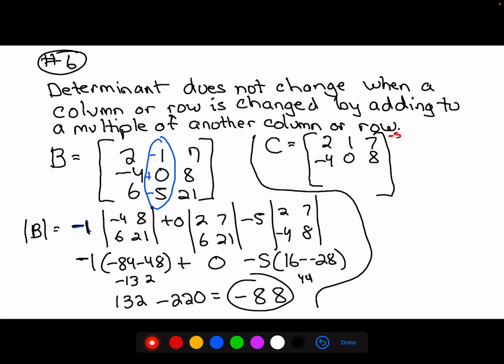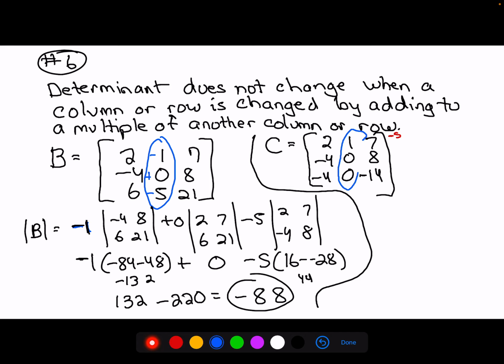So I'd have negative 10 plus 6 is negative 4. Negative 5 plus 5 is 0. Negative 35 plus 21 would be negative 14. I'm doing this on purpose because I want those zeros in there. Zeros make things so much easier.